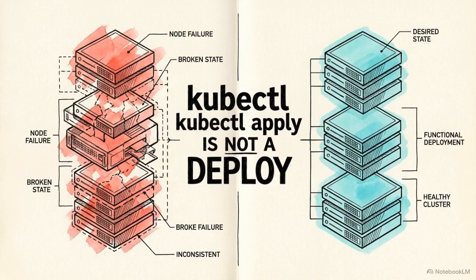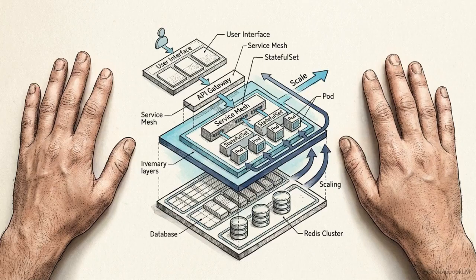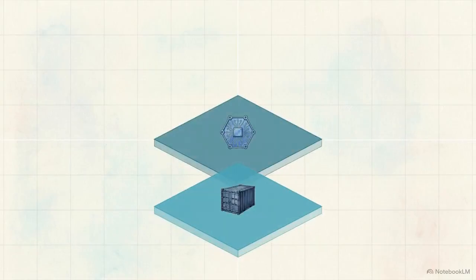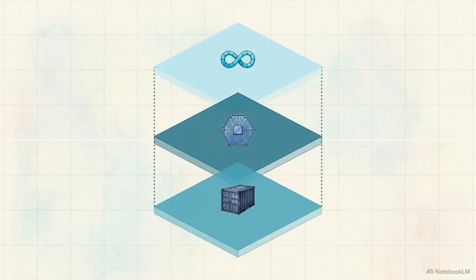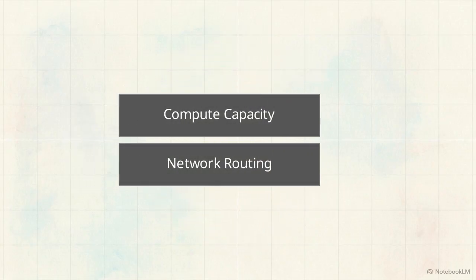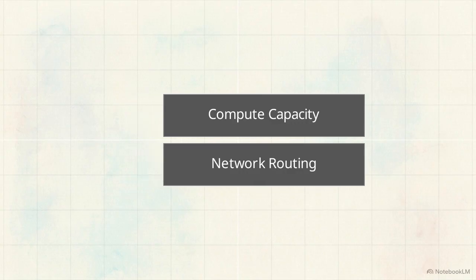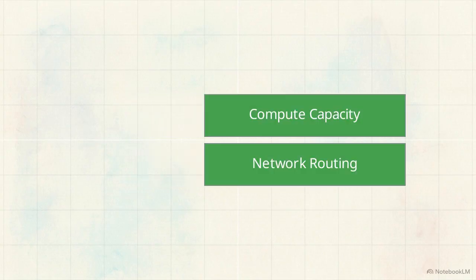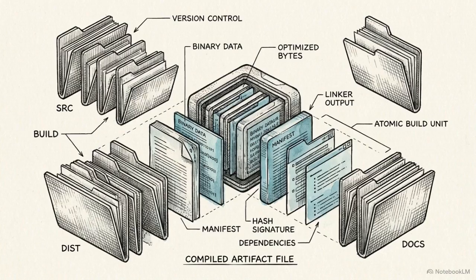That is because running kubectl apply is a request to the scheduler. It is not a deployment design. Fixing this requires stepping back. We have to engineer strict invariants across 3 distinct layers: the container artifact, the cluster execution boundary, and the delivery pipeline. Achieving zero dropped requests requires a deployment design that forces compute capacity and network routing to synchronize perfectly during every state transition. The first invariant is the artifact.